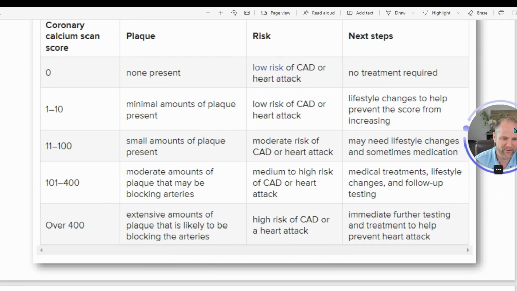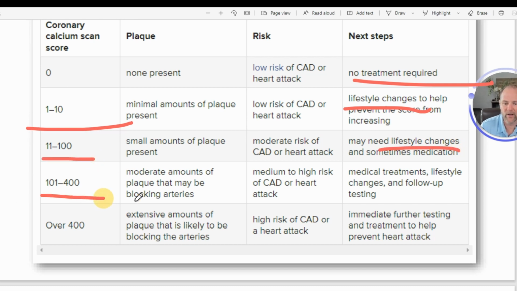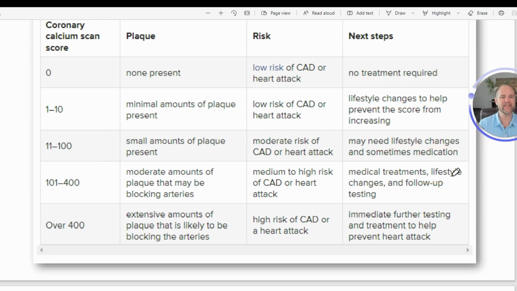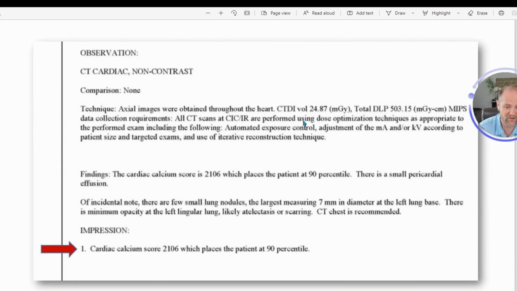Now, what I like about this graph right here is I find this very, very interesting. So you can see the scores right here, 0 to 400. Now, guess what this is saying? No treatment. 1 to 10, lifestyle changes. 11 to 100, lifestyle changes. 100 to 400, lifestyle changes. So most of the stuff is lifestyle changes. So this kind of gives you a baseline of what's happening with your heart and how your cardiovascular system is and what kind of condition it's in.